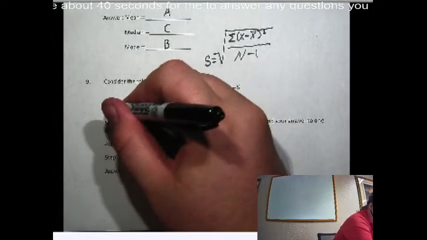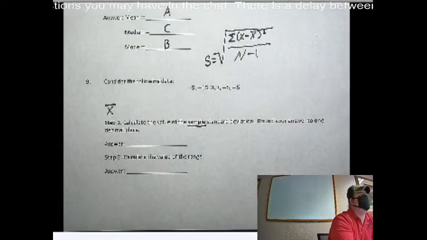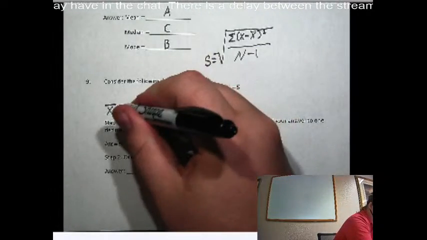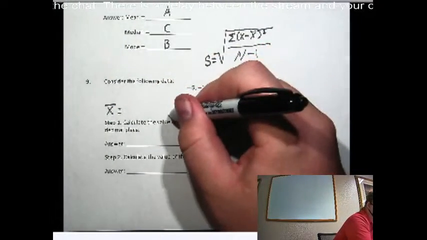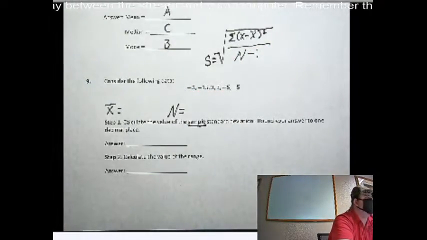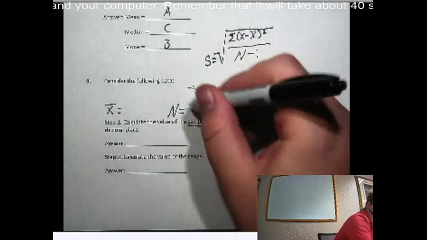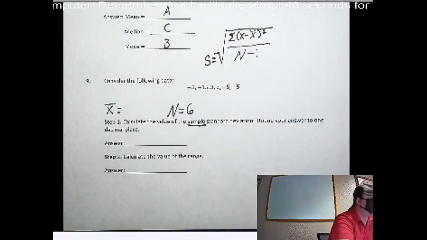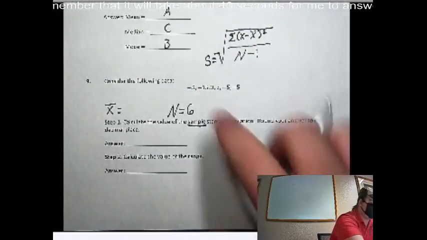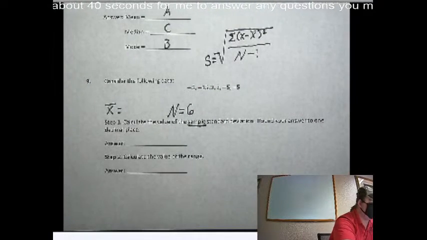So x bar is the sample mean. It isn't calculated any differently from a population mean. We just have this different symbol so that we know which one we're talking about. Okay, and n is what? What does n represent? Well, yeah, it is 6, but where did you get that from? Yeah, it's the amount of numbers that we have, the number of data points we have.